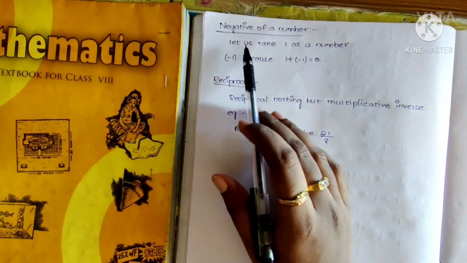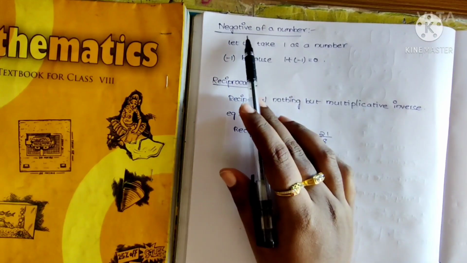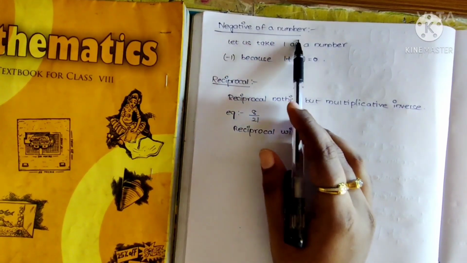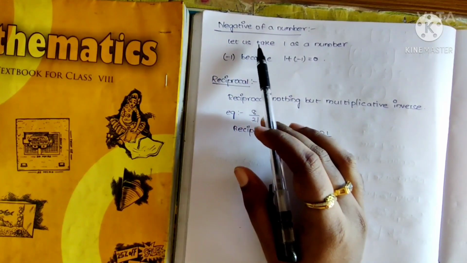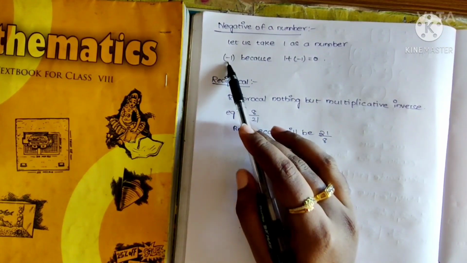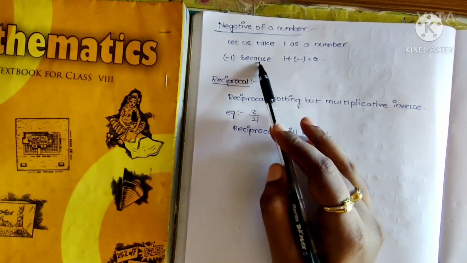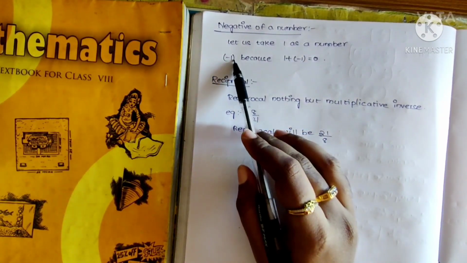Okay, up to now we have seen the properties in rational numbers. Now let us see the negative of the number. Negative of the number is nothing but, now we have to take 1 as a number, then minus 1 will be the negative of the number, because when we add the number and its negative, the result should be 0. That is minus 1 is the negative of the number.